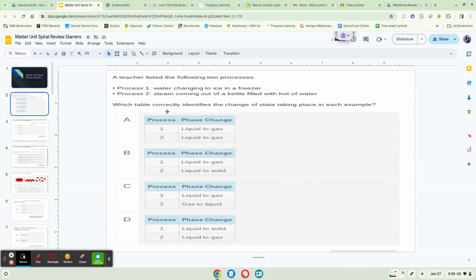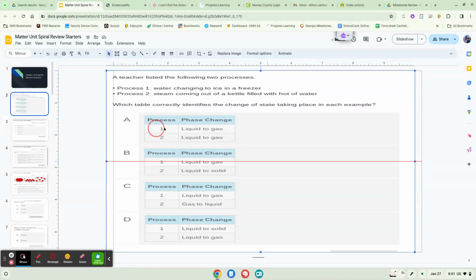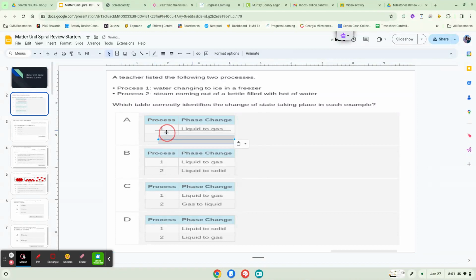So I'm starting with water, so I know I'm going to have to start with liquid, so I can automatically eliminate any of the options for process one that does not start with liquid. A starts with liquid, B starts with liquid, C does, and D, so I can't eliminate any yet. But process one does tell me that water changes to ice in a freezer, so I need to know that water going to ice is liquid going to solid. So in A, process one is not going from water to solid, so I can eliminate that option.